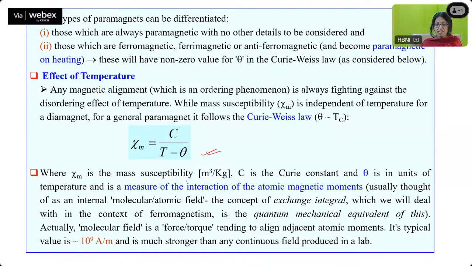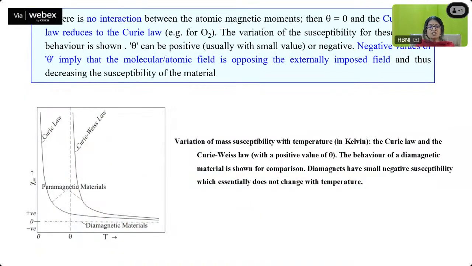Here chi-m is the mass susceptibility, given in meter cube per kg. C is the Curie constant, and theta has the unit of temperature and is a measure of the interaction of the atomic magnetic moments. If there is no interaction between the atomic magnetic moments, then theta is 0, and the Curie-Weiss law reduces to the Curie law. But if there is an interaction, it becomes the Curie-Weiss law, and theta is usually positive with a very small value, or it can be negative. Negative values of theta imply that the molecular or atomic field is opposing the externally imposed field, and thus decreasing the susceptibility of the material.